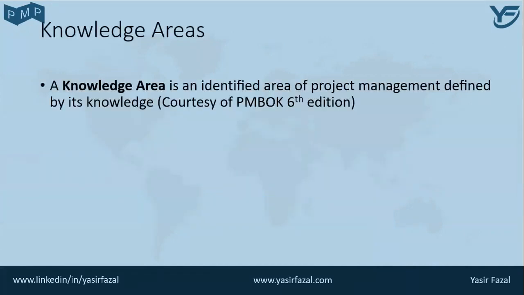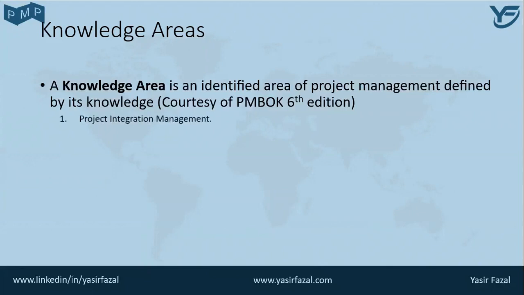So, in addition to process groups, processes are also categorized by knowledge areas, and a knowledge area is an identified area of project management defined by its knowledge requirements and described in terms of its component processes, practices, inputs, outputs, tools, and techniques. Although knowledge areas are interrelated, they are defined separately from a project management perspective. So there are basically 10 knowledge areas that are identified and used in most projects most of the time. So let us discuss them one by one.